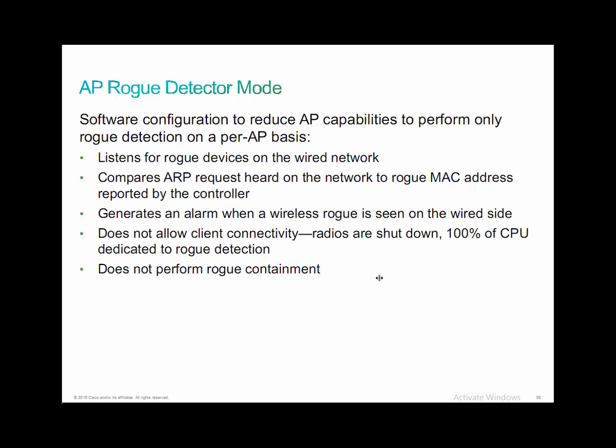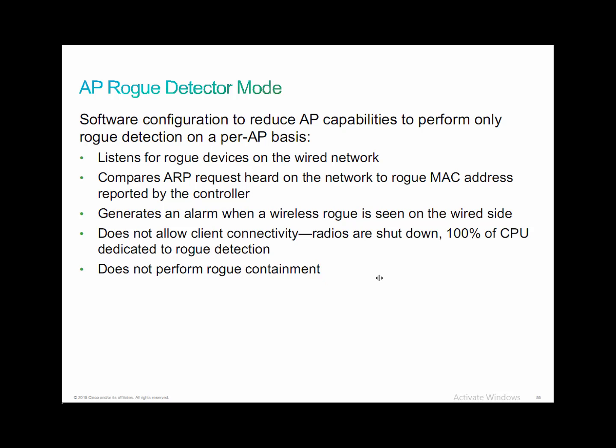In rogue detector mode, the AP radio is actually turned off. This is an interesting concept because you're thinking, well, if I want to detect rogue wireless access points, I might want to listen to it over the wireless network. But that's actually not what happens. The radio is turned off and the AP listens to wired traffic only. Because the radio is turned off, you can stick this rogue monitor AP anywhere. It doesn't have to be ceiling mounted. It doesn't have to have antennas positioned strategically and so on.